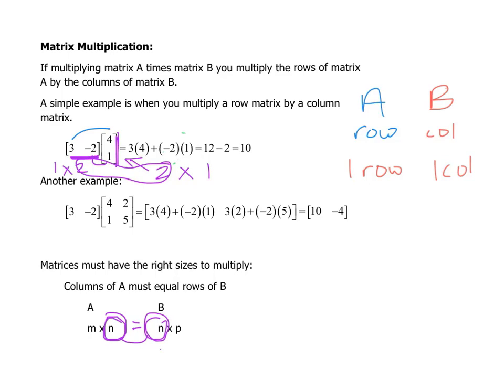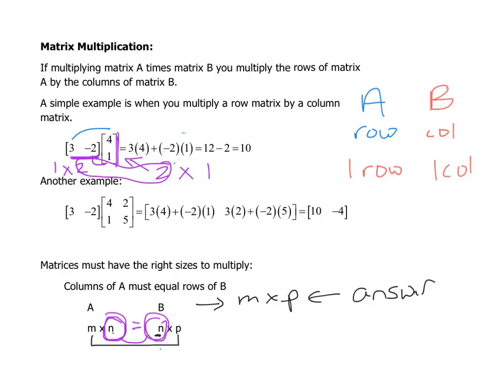The number of columns in your first matrix has to equal the number of rows in your second matrix. And when we get done, the size of our product is going to be m times p. So if I have m by n, this has to be n times p. And the size of our answer is going to be m times p. So let's see exactly how that works.